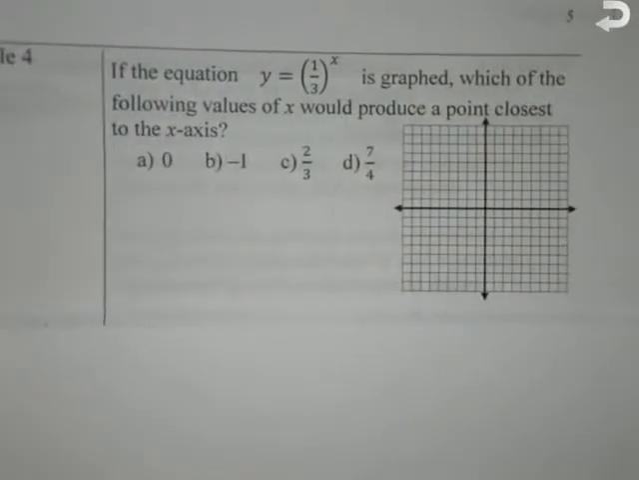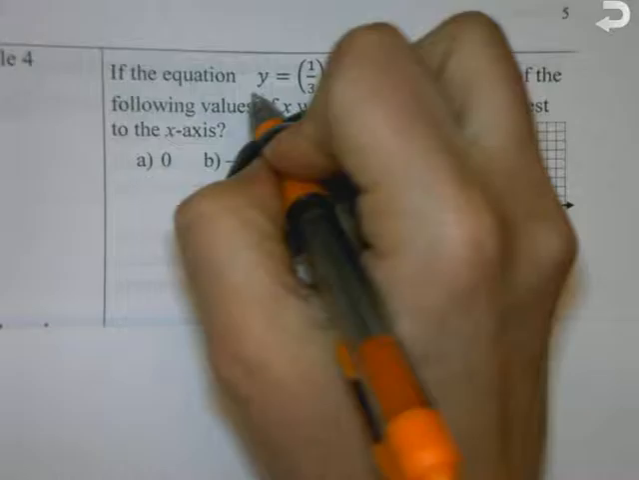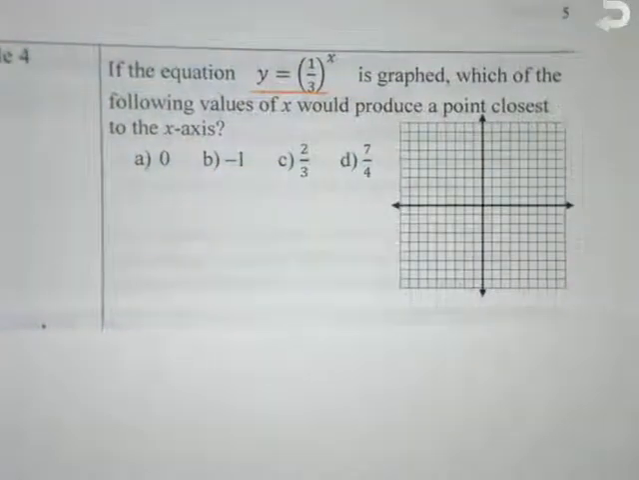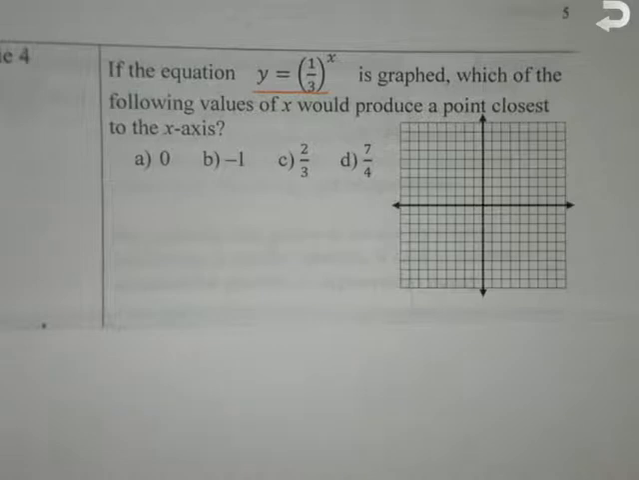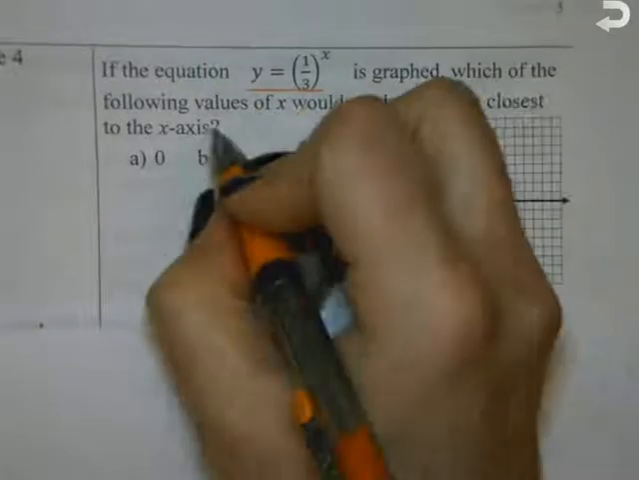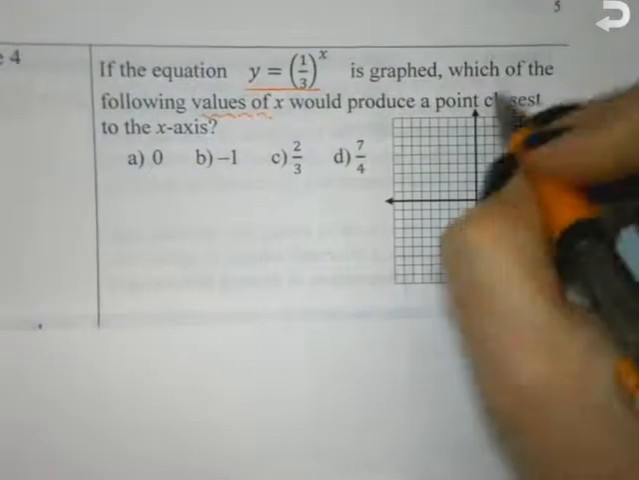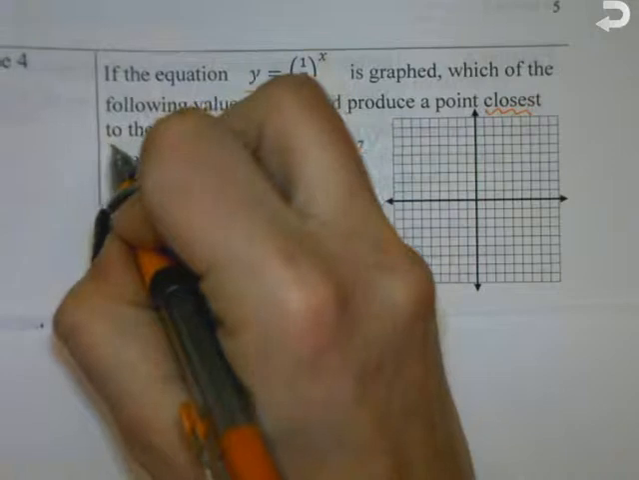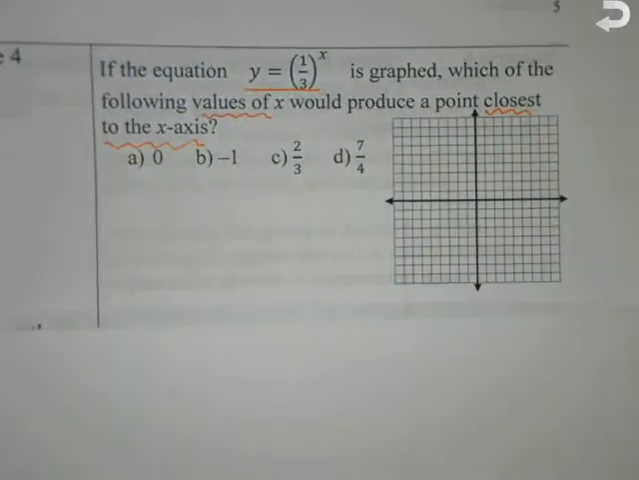This time, like I said, you don't have to write the entire problem, but I'm giving you this equation, y equals 1/3 to the x, so make sure you write that. And the same question, which of the following values of x would produce a point closest to the x-axis? Okay?